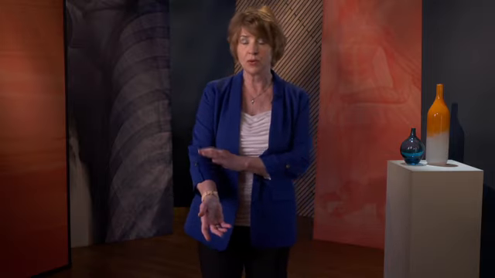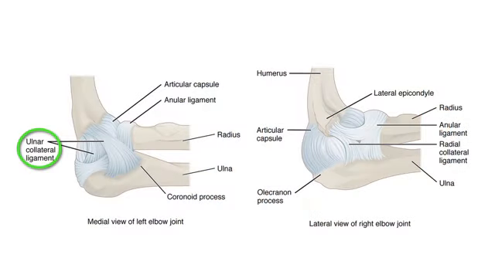Since the articulation between the humerus and ulna forms a hinge joint, the elbow, like other hinge joints, has a pair of collateral ligaments. Collateral meaning both sides or mutual sides. The ulnar collateral ligament joins the medial epicondyle of the humerus to the olecranon and coronoid processes of the ulna. It stabilizes the medial side of the elbow joint.